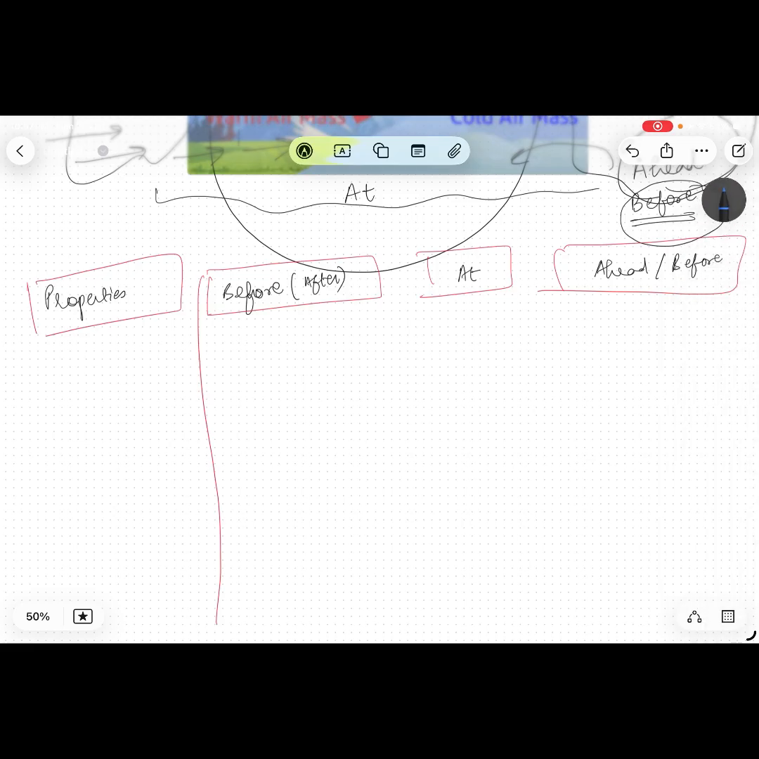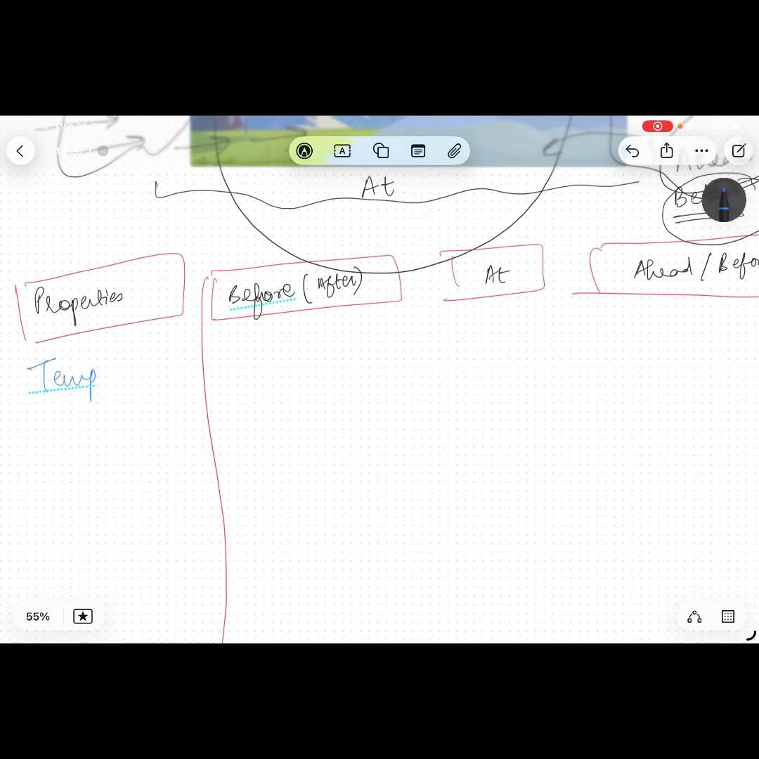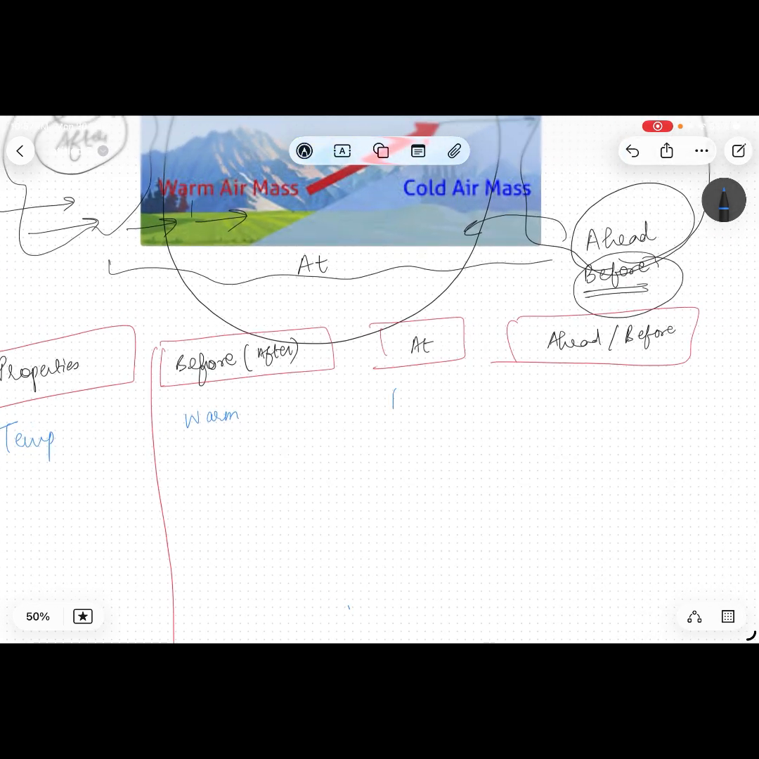For that we need to know, for example, the temperature. I'll zoom in a little bit. Temperature. So what is the temperature behind? Since the air that was coming from behind towards the cold air was warm, the temperature before would obviously be warm, right? And it is mixing with the cold air at the front, so it is going to rise. The temperature is going to get hotter, and of course since the cold air was ahead, this would have been colder.